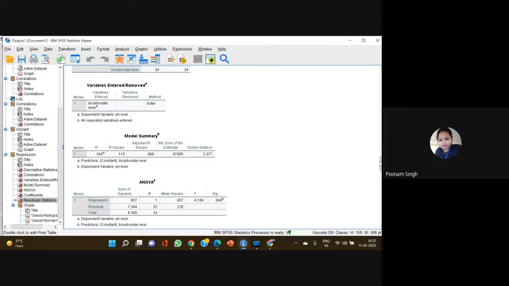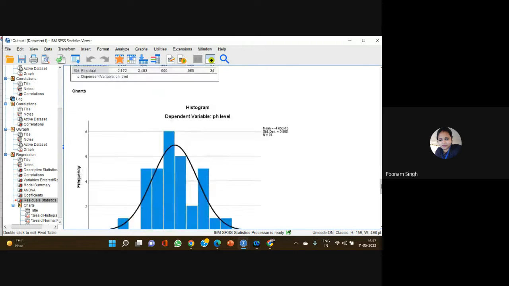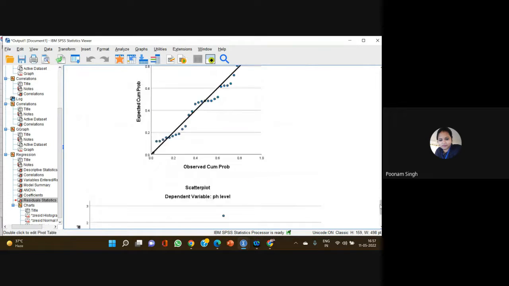Now to check for normality, go to the PP plot. This is your PP plot.